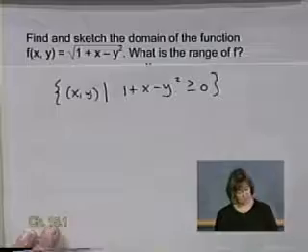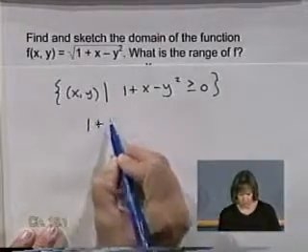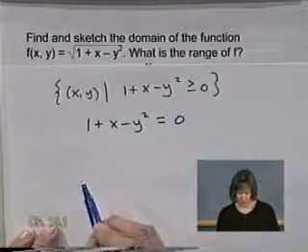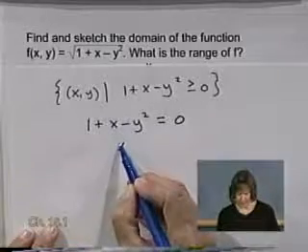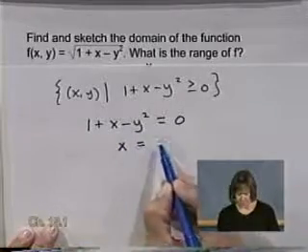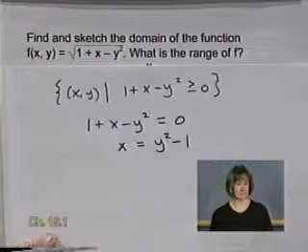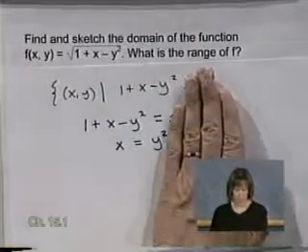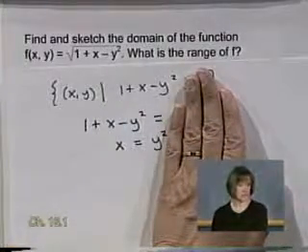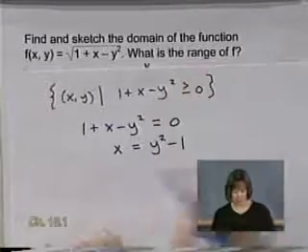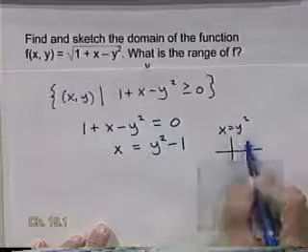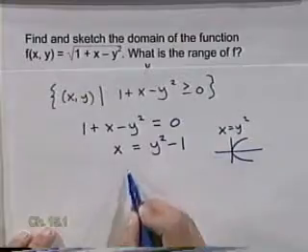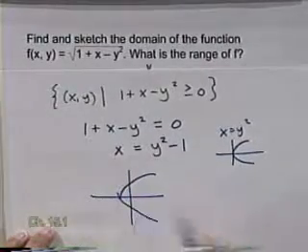Now, to figure out what the sketch of that domain looks like, I need 1 plus x minus y squared equals 0 to be my border. Or we could write this as x is equal to y squared minus 1. What's the graph of that going to look like? What does x equals y squared look like? It looks like a sideways parabola, right? So x equals y squared, we all should know, looks something like this. But if I subtract 1 from it, I'm going to be moving it to the left one. So it's just going to look like that somewhat.